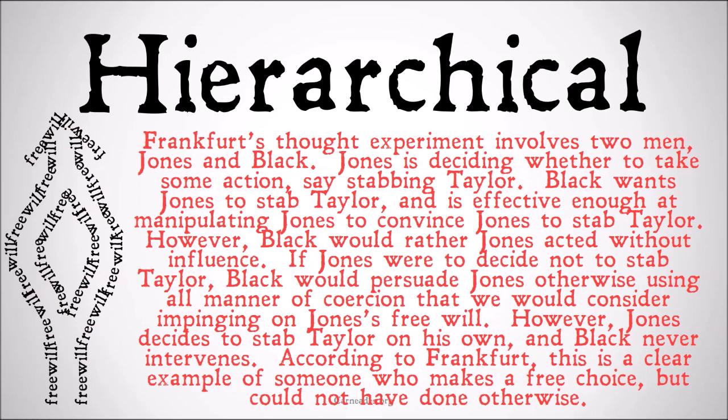Jones is deciding whether to take some action, say stabbing Taylor. Black wants Jones to stab Taylor, and is effective enough at manipulating Jones to convince Jones to stab Taylor. However, Black would rather Jones acted without influence. If Jones were to decide not to stab Taylor, Black would persuade Jones otherwise, using all manner of coercion that we would consider impinging on Jones's free will. However, Jones decides to stab Taylor on his own, and Black never intervenes. According to Frankfurt, this is a clear example of someone who makes a free choice, but could not have done otherwise.